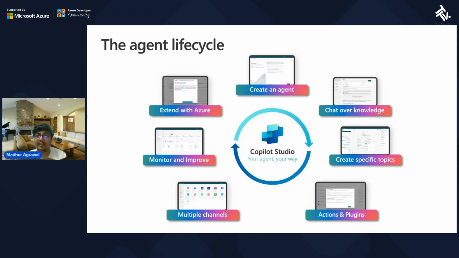So how we can do that is, you have to create your own agent using the Copilot Studio, and chat over the knowledge base that we have talked about. You have to provide a knowledge source if you want your Copilot to be more specific, more accurate, and better in giving out the responses and outputs. So chat over that knowledge base, and create the specific topics.